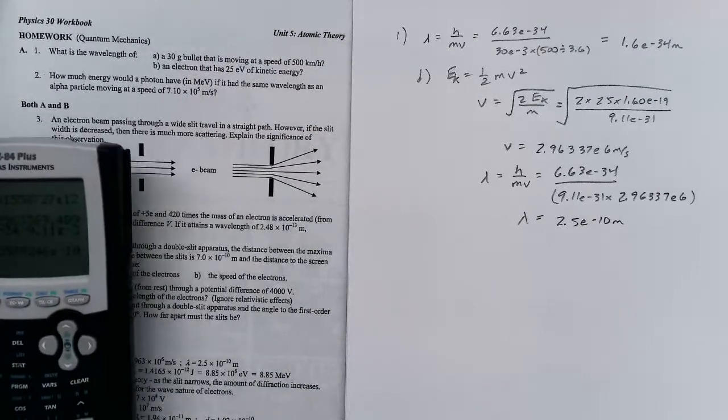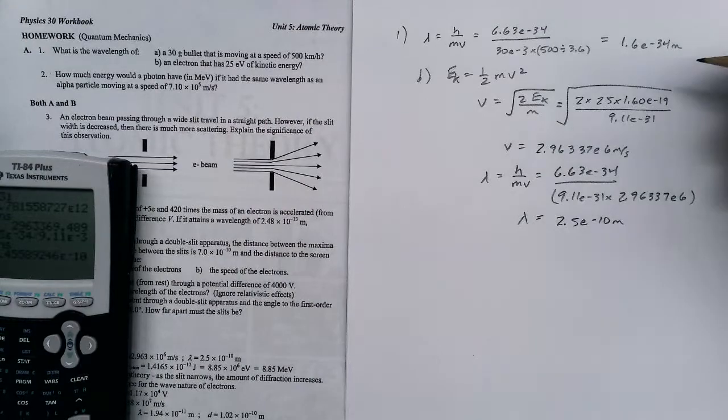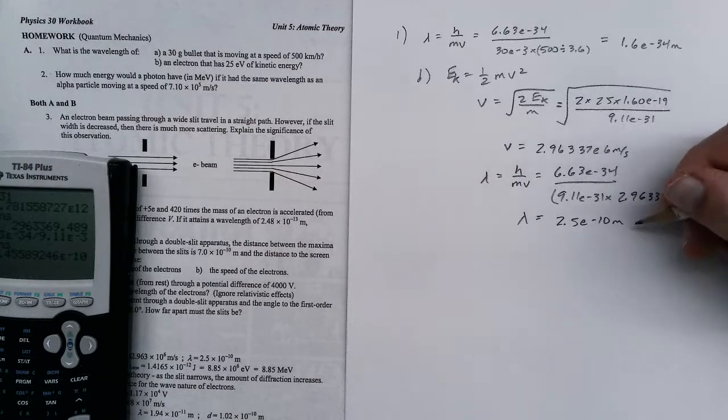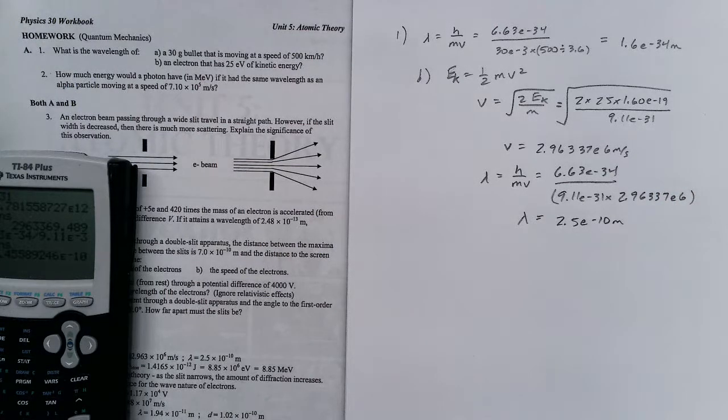So you can see here that an object that's larger, like a bullet, has a very tiny wavelength, which can't really be measured. But things like electrons, of course, this is about 2.5 angstroms, which is detectable. Okay, I'll do another problem. Just give me a minute.